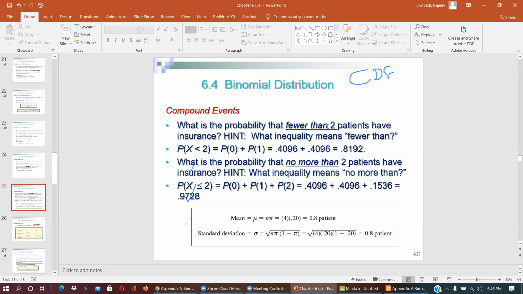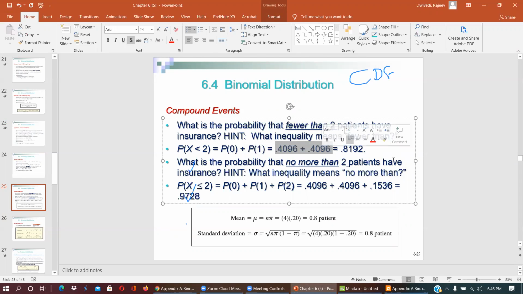What is the probability of fewer than 2 patients? Fewer than 2 means up to 1. So what we need to do? Fewer than 2 means probability of 0 and probability of 1. So you just do probability of 0 plus probability of 1. Instead of that, you just use compound event probability and do up to 1, which already includes the probability of the 0th event, and you get this number.